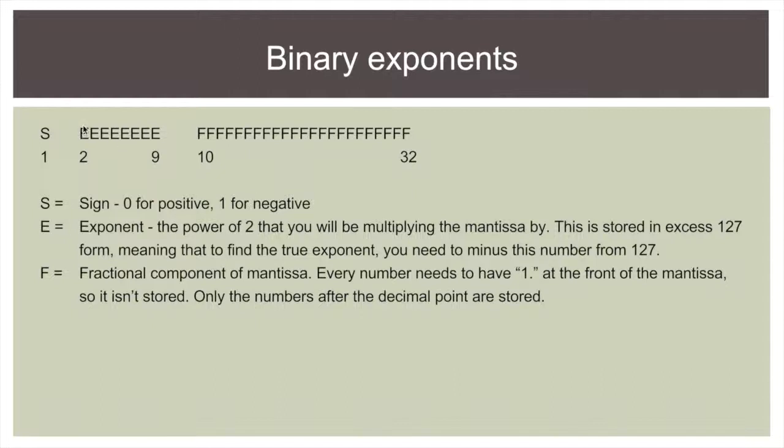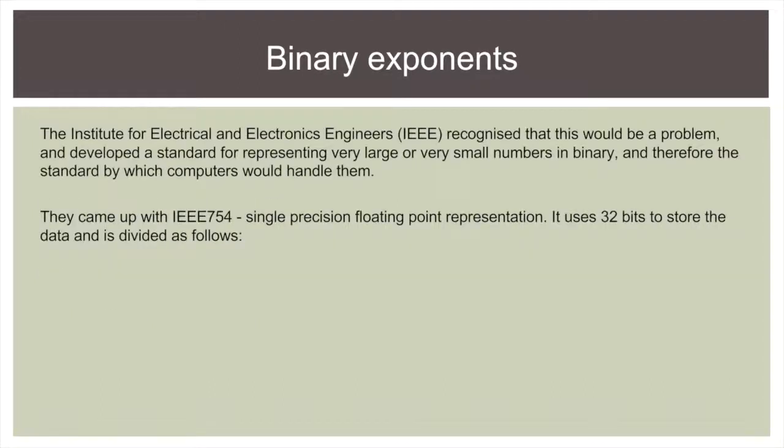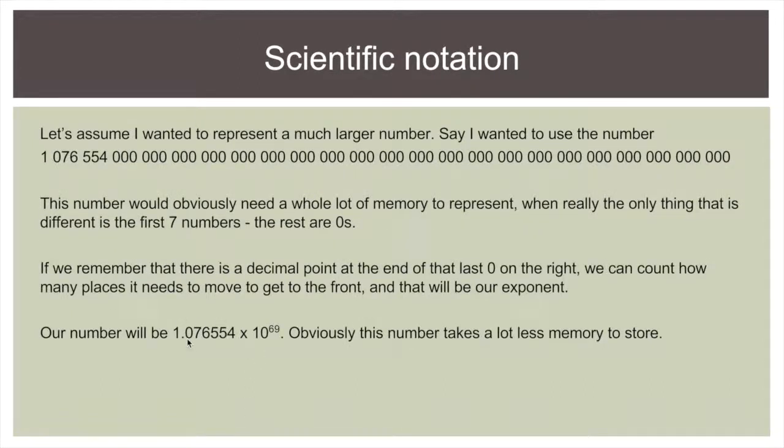So if I've got 100, if I put 128 here, I then take this number, which is 128, minus 127, and I get the true exponent, which is 1. Okay, and we'll see an example of that in a minute. The F is the fractional component of the mantissa. So the mantissa is the 1 point something. So if I go back to here, this bit's the mantissa, and this bit obviously is the exponent.